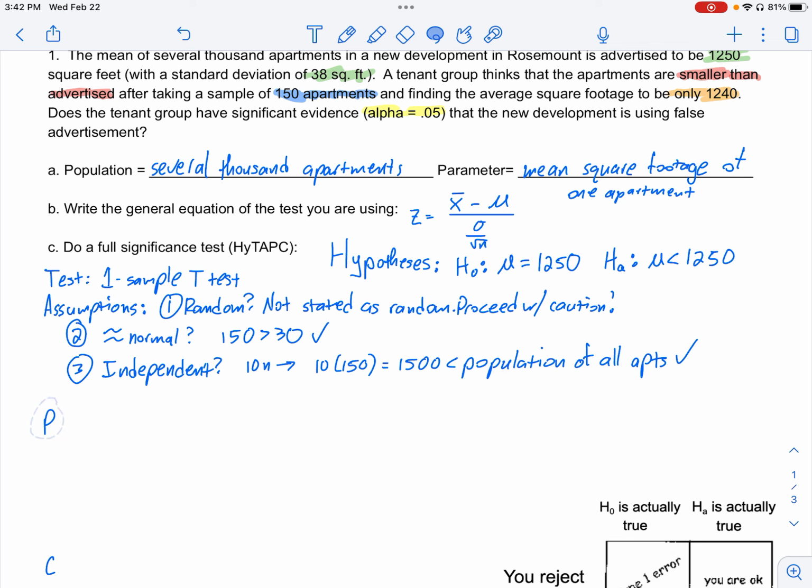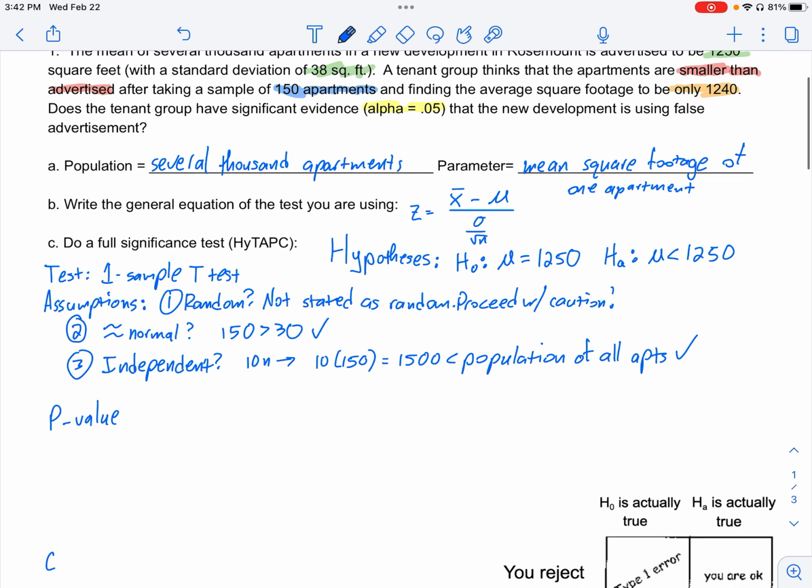So there's my HY for hypotheses, T for test, A for check the assumptions, and P means to do the work. It's short for get the p-value. In other words, get the probability of a result like this. They got a result of an average of 1240. What's the probability of that happening?